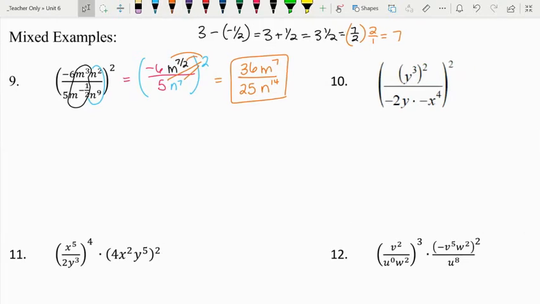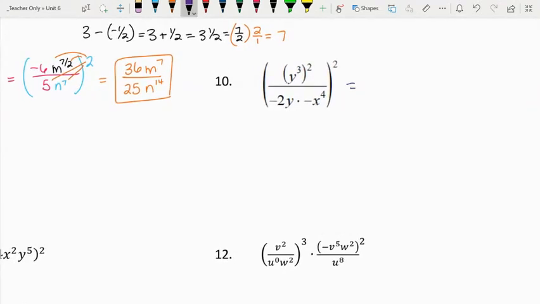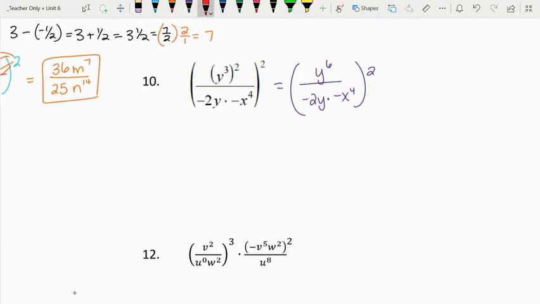Next one. Again, I'm going to try to simplify the inside first. So y to the 3rd squared becomes y to the 6th. Okay, so now I'm going to keep simplifying, right? I have my y's, which means it's y to the 5th in the numerator. I also have negative 2 times negative 1, which gives me just positive 2.